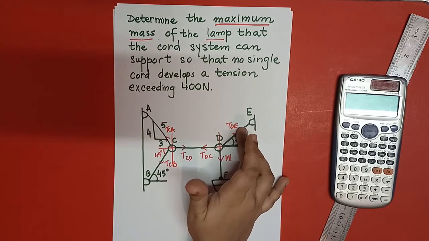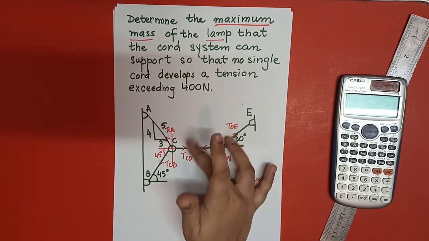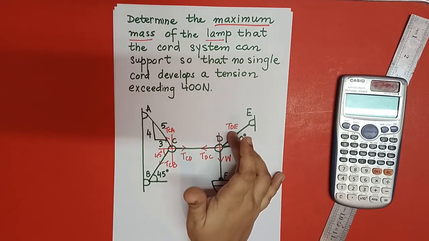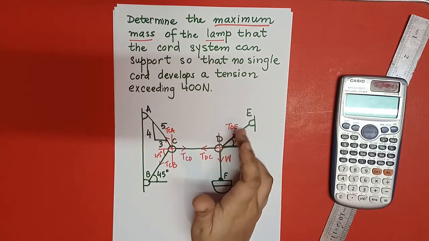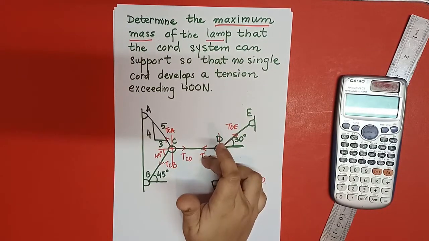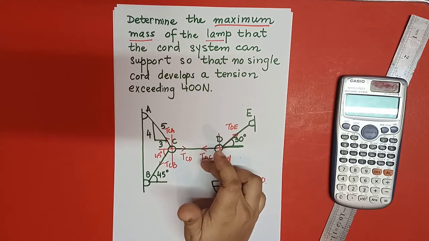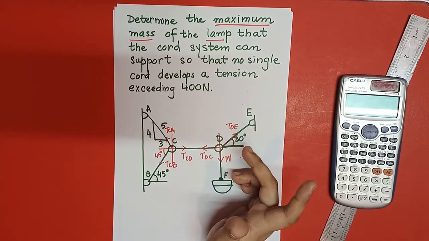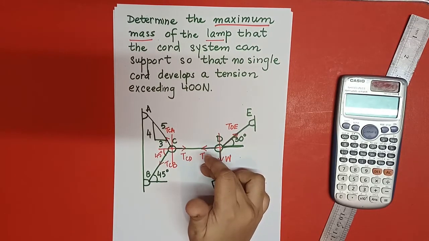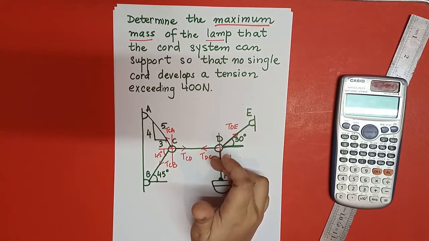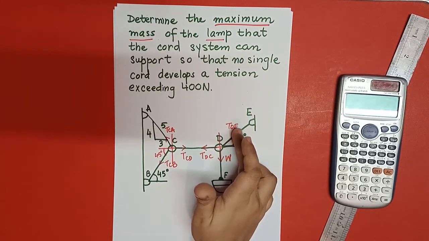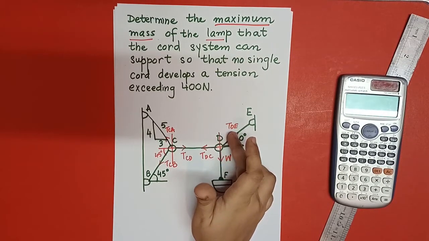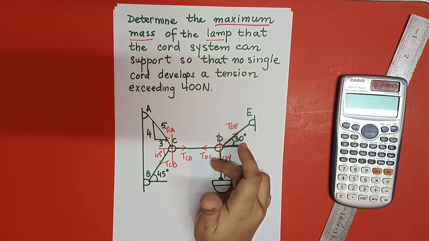TDE is equal to 400 Newton, and then we will find all the other forces after taking TDE equals 400 Newton. If any tension exceeds 400 Newton, then we have to take that tension equal to 400 Newton, because it exceeds it, and our first assumption will be wrong. If all the tensions, after taking TDE equals 400 Newton, are less than 400 Newton, then it will be okay.